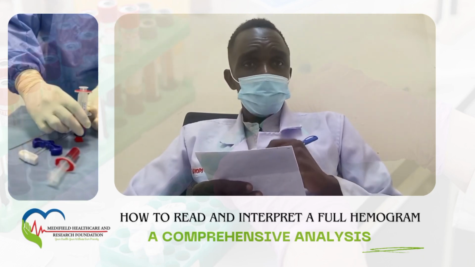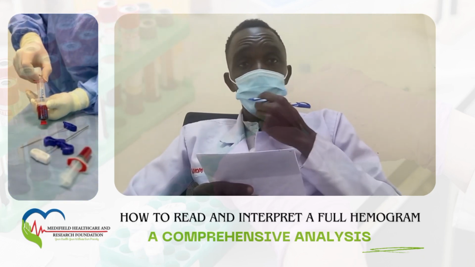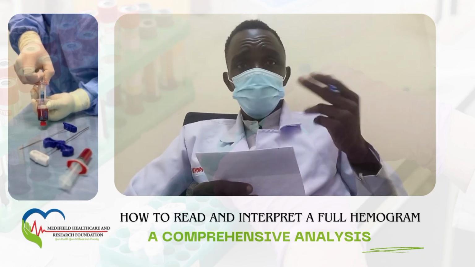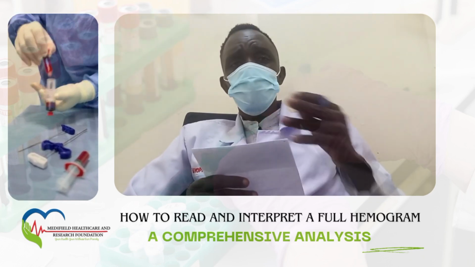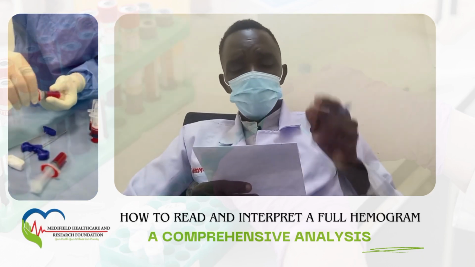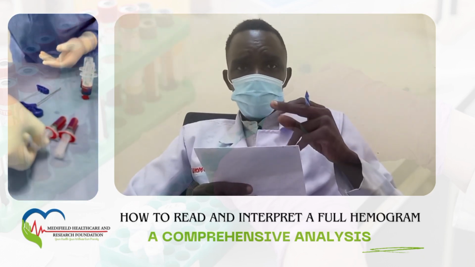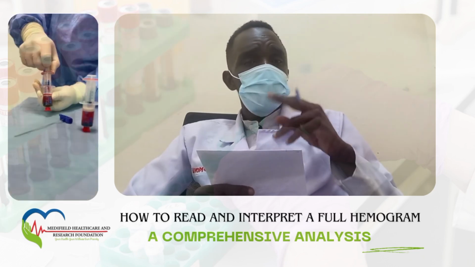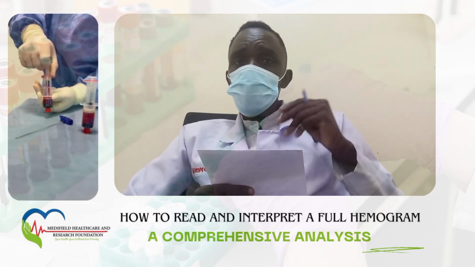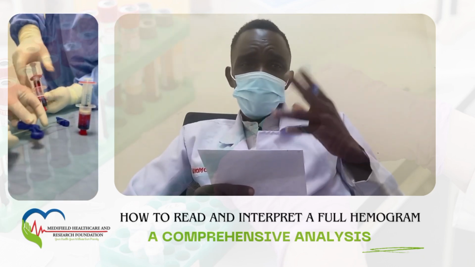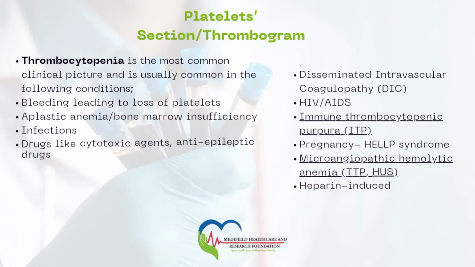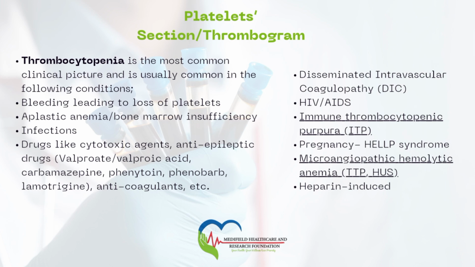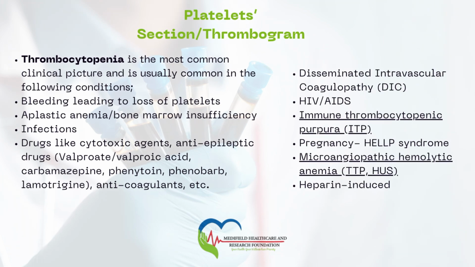So if you see that, and especially if it's consistent, you treat, it comes back, then ensure this patient does a bone marrow aspiration and that sample is histologically analyzed for the bone marrow function to be assessed properly. It could also be because of infections, and then drugs like cytotoxic agents and anti-epileptic drugs, valproic acid, carbamazepine, phenytoin, phenobarbital. All these cause thrombocytopenia.